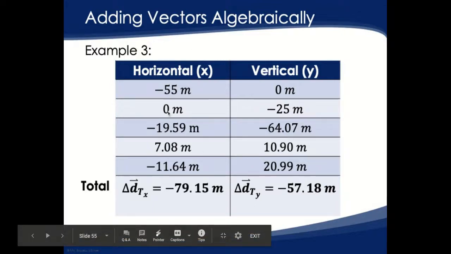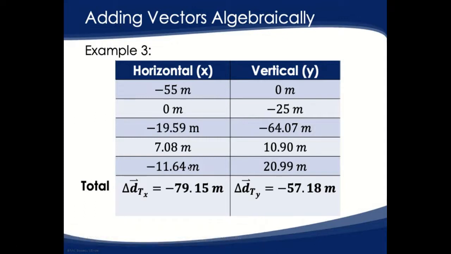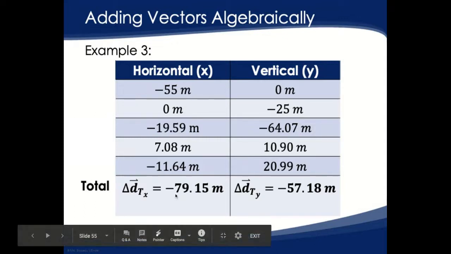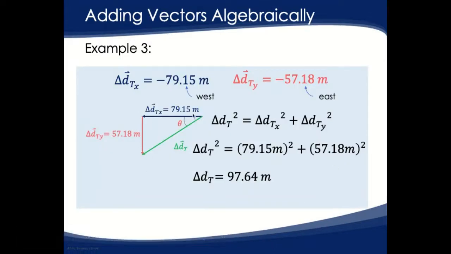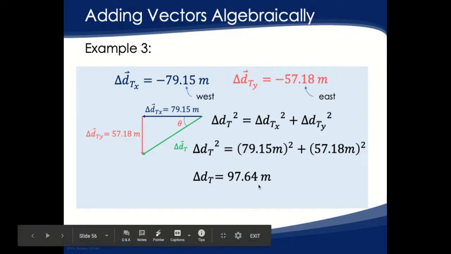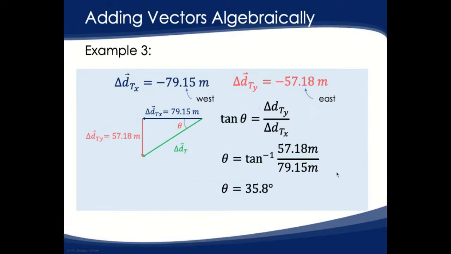Okay, so notice he changed directions, so some of these are negative. So his overall horizontal displacement was negative 79 meters. His overall vertical displacement was negative 57 meters. So now you can draw this in its own new vector using those values and solve for the resultant vector. Okay, so again, this is perpendicular because we use X and Y. So you're going to get the overall displacement is 97.64 meters.